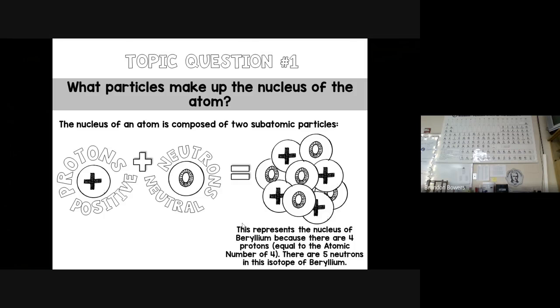So the overall charge, what would the overall charge be? If half of it's neutral, the other half is positive, the overall charge is positive. Very good. The overall charge is positive. Okay. This represents the nucleus of beryllium.